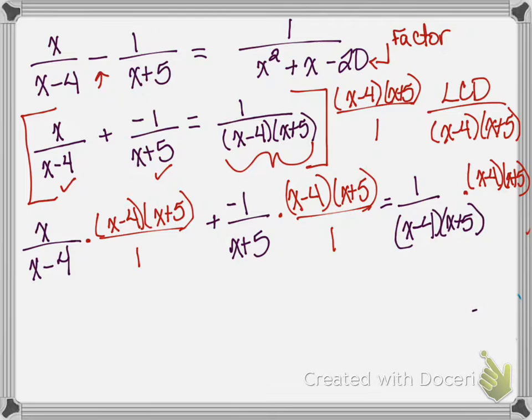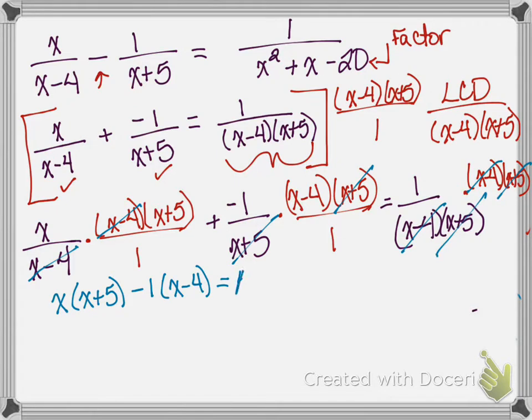Okay, now I get to cancel stuff out and get rid of my denominators, which is a very good thing. Okay, x minus 4 and x minus 4 cancel. So I'm left with x times x plus 5. x plus 5 and x plus 5 cancel. I'm left with negative 1 times x minus 4. Okay, x minus 4 and x minus 4, x plus 5 and x plus 5 cancel, so I'm left with equals 1. Okay, it's good. I got rid of all my denominators.